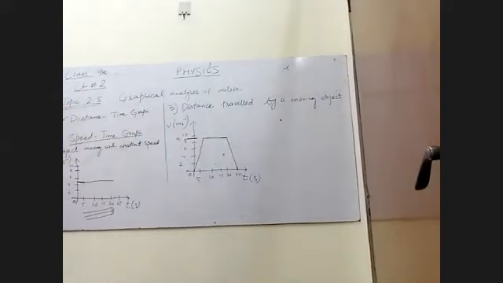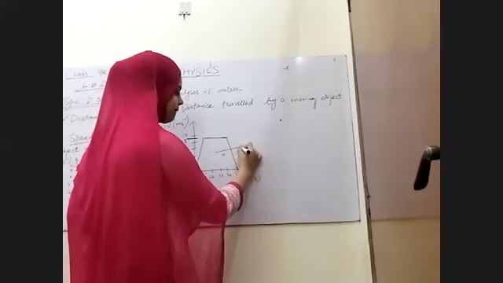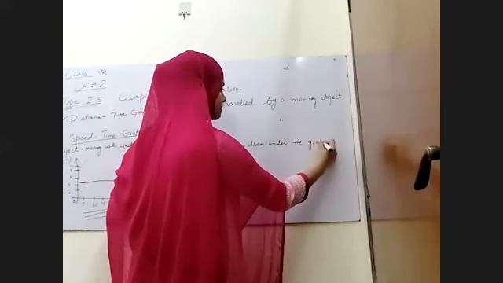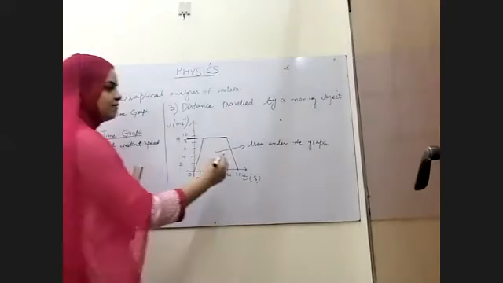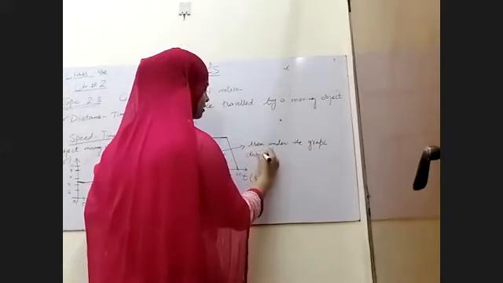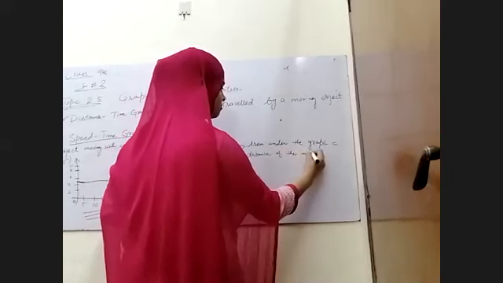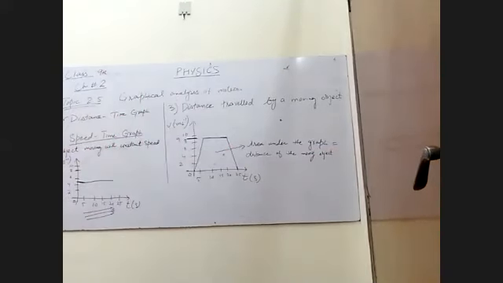Now, how do we find the distance from this graph? This area. The area under the graph gives us the distance of the moving object. So how can we calculate this area? We can calculate this area using geometrical or mathematical formulas.